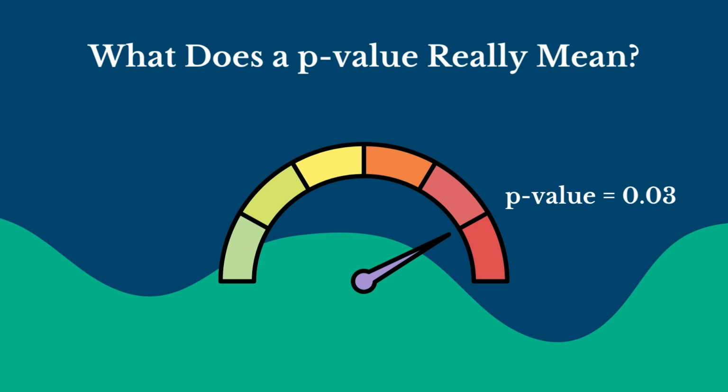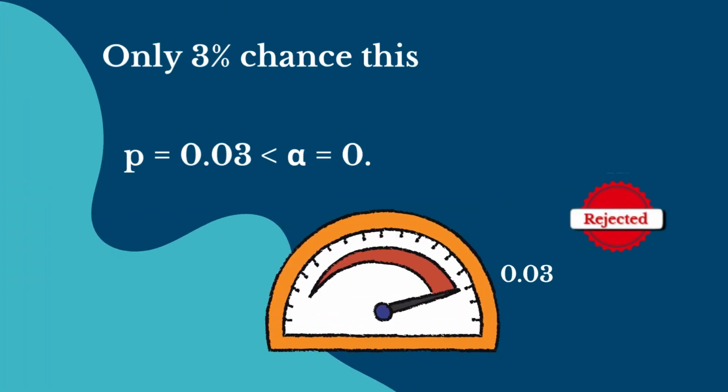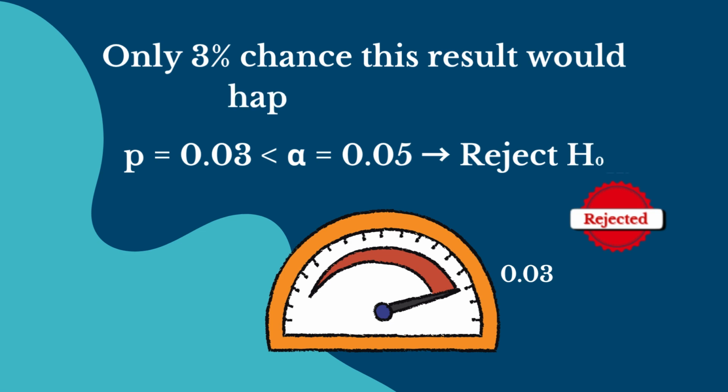The p-value tells us how likely your sample results are, assuming the null hypothesis is true. It measures the strength of evidence against the null hypothesis. For example, if you get a p-value of 0.03, it means there is only a 3% chance of observing results this extreme if the null hypothesis were true. The smaller the p-value, the stronger the evidence against the null hypothesis.